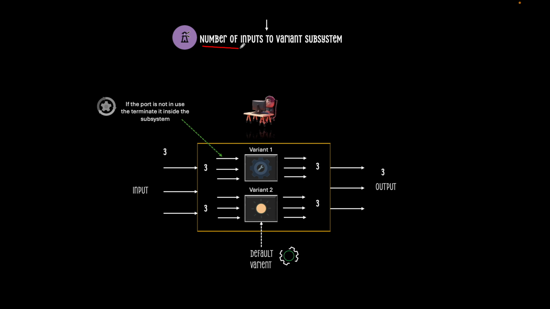Coming to the number of inputs to the variant subsystem, suppose you have a variant subsystem which has two variants. This is variant 1 and this is variant 2. Suppose the top-level, main subsystem has three inputs which are mentioned here. The subsystems present as variant 1 or variant 2 should also take all these three as input. Even if variant subsystem 1 is not using the signal in its calculation, it can terminate it by using the Terminate block that is present in Simulink.